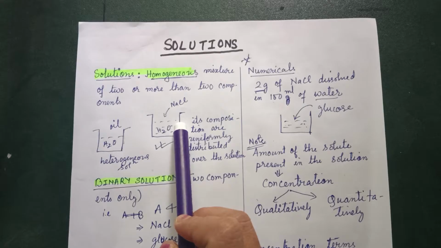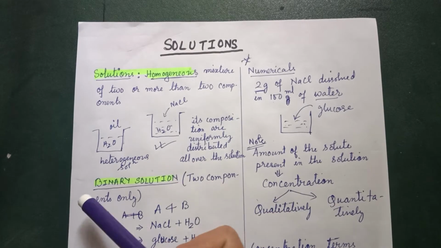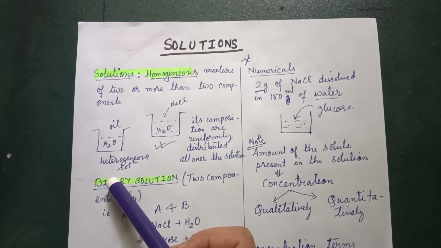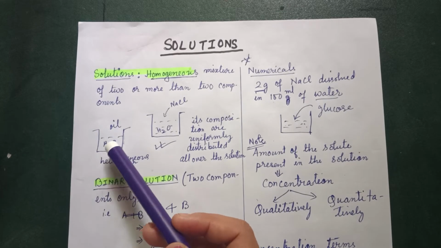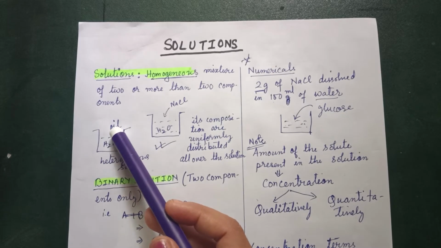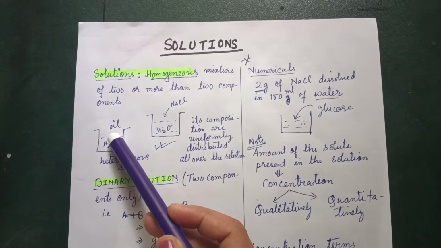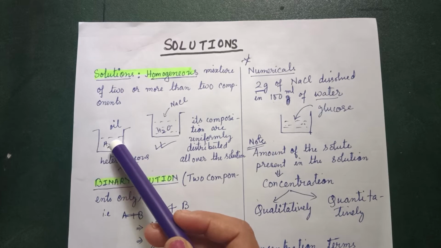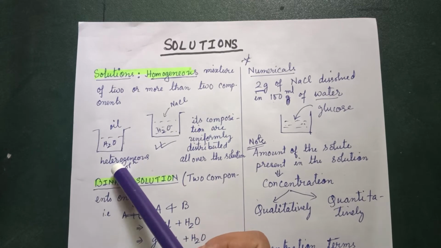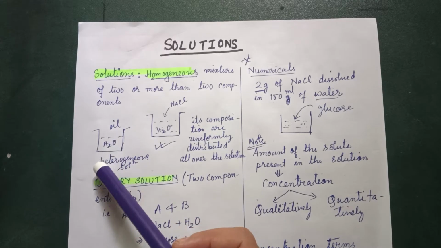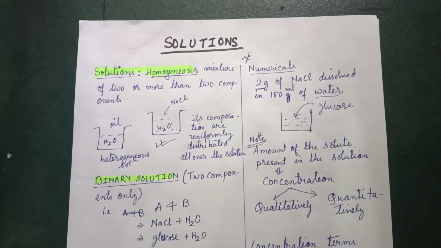Now, to make it more clear, let us take another solution, that is a heterogeneous solution. Let us say we mix oil and water and stir it, and we will find after some time that some of the oil particles will float over the solvent, and if we check, they are not uniformly distributed. So this is called a heterogeneous solution. They are not properly mixed up.